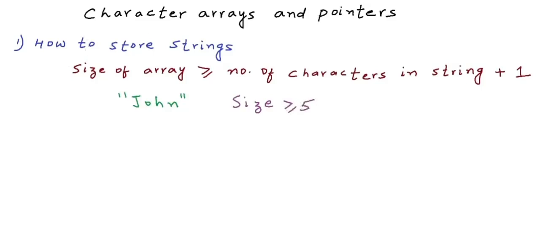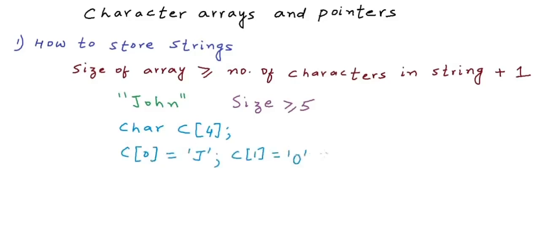Now the obvious question would be, why do we need space for one extra character? Isn't it that if we declare a character array of size 4, we can store all the characters in John? J will go at the 0th index, O will go at the 1st index, H and N will go at the 2nd and 3rd index respectively. So I'm storing all the data, isn't it?